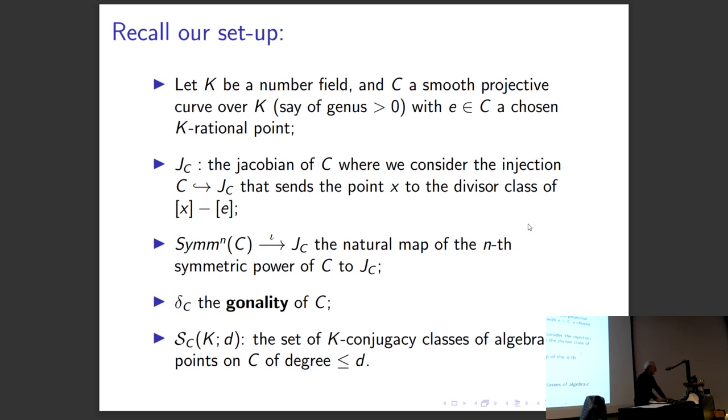There's also what I denoted by that collection of letters, S_C(K, D), the set of K-conjugacy classes of algebraic points on C of degree D. So that's our setup.